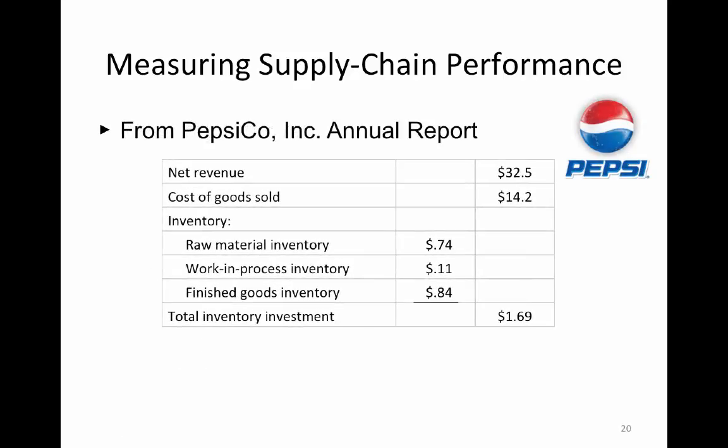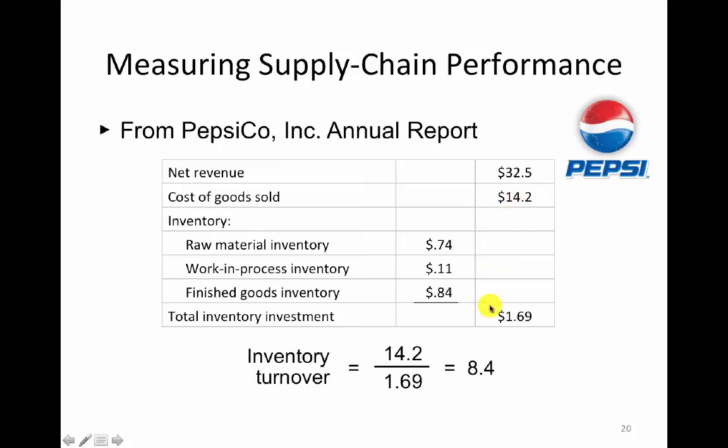Here's an example from the Pepsi annual report. So you can see here's your inventory right here. That adds up to this 1.69 as your inventory investment. So that is on your books, your annual report. And then your cost of goods sold, also on your books and your annual report, 14.2.